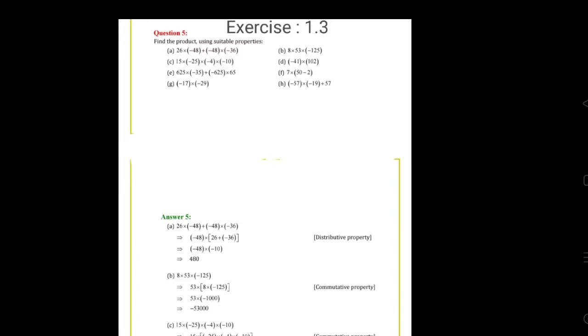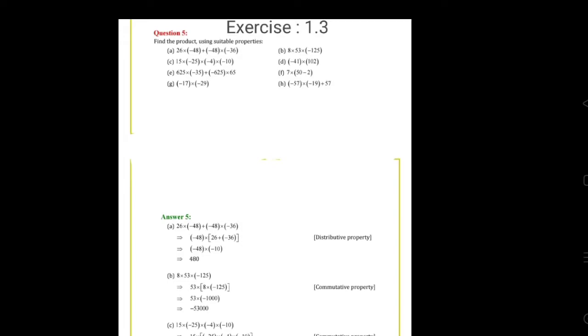Exercise 1.3, question number 5. Find the product using suitable properties. Students, in the previous video we have seen different types of properties. So in these given questions we have to use the different types of properties and find the products.